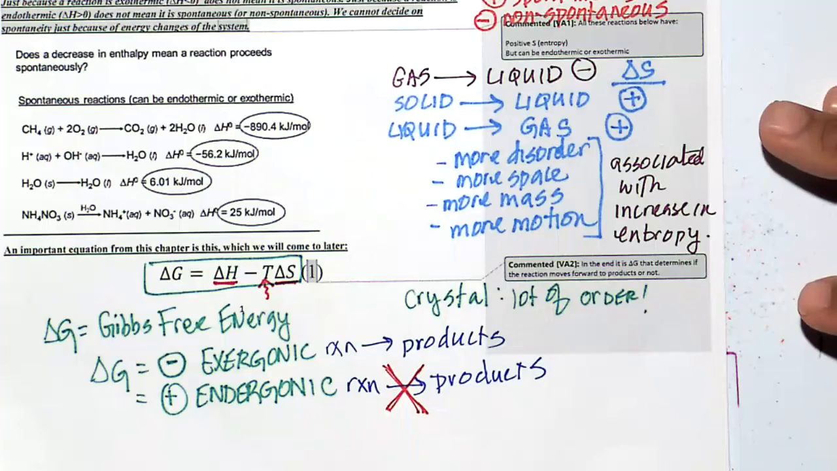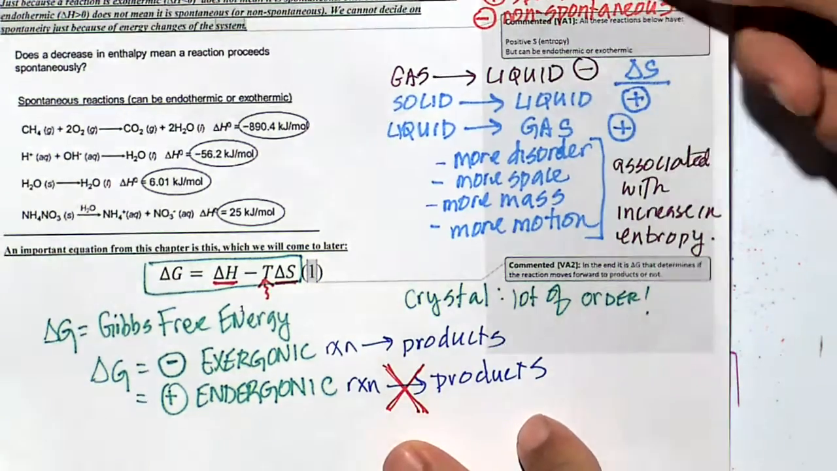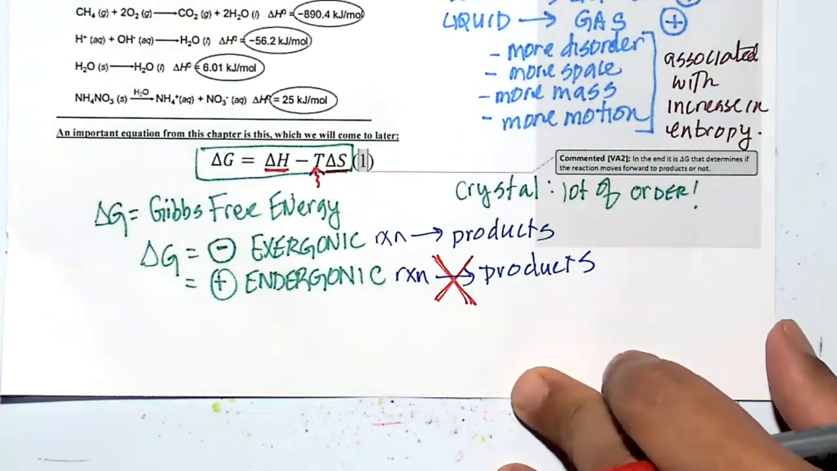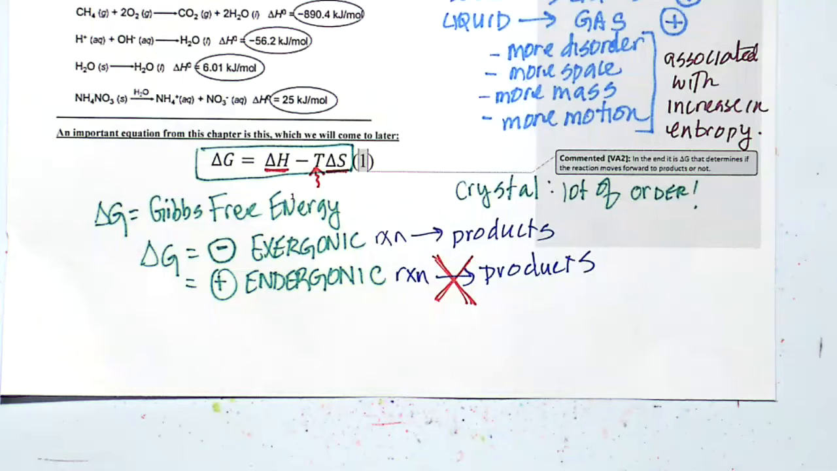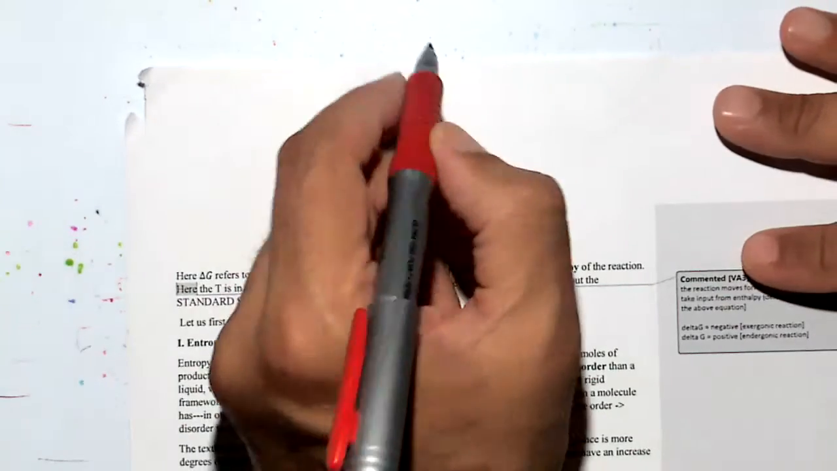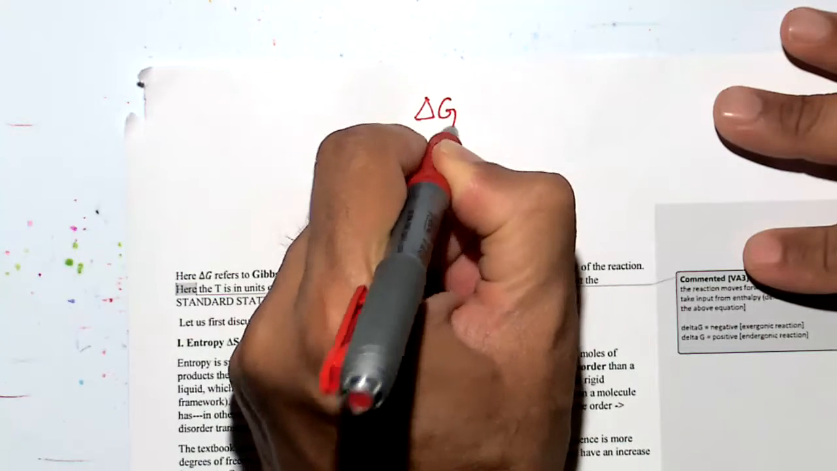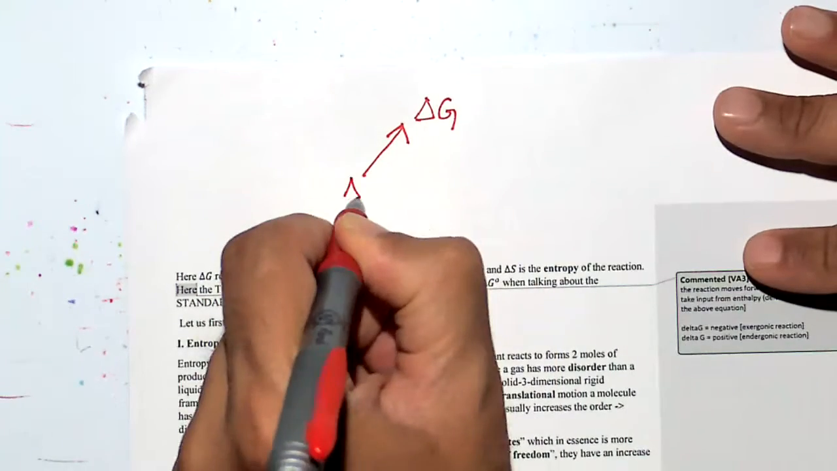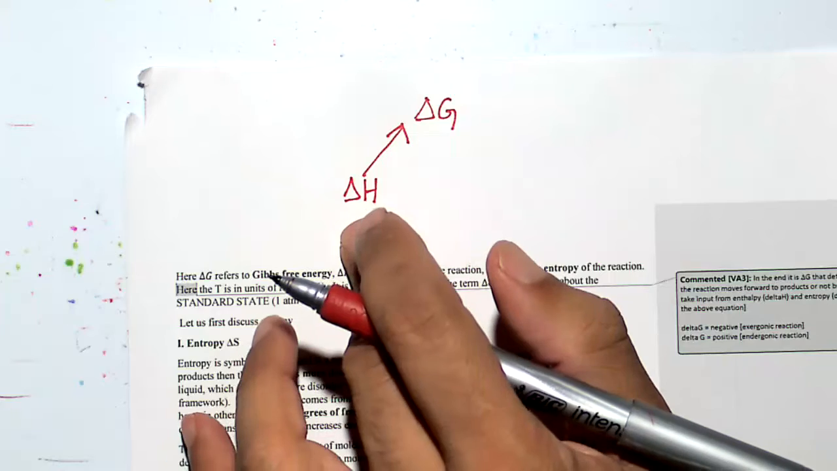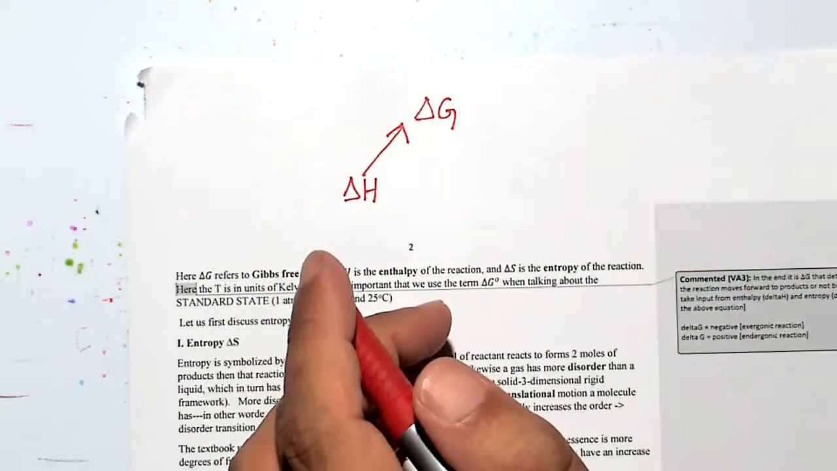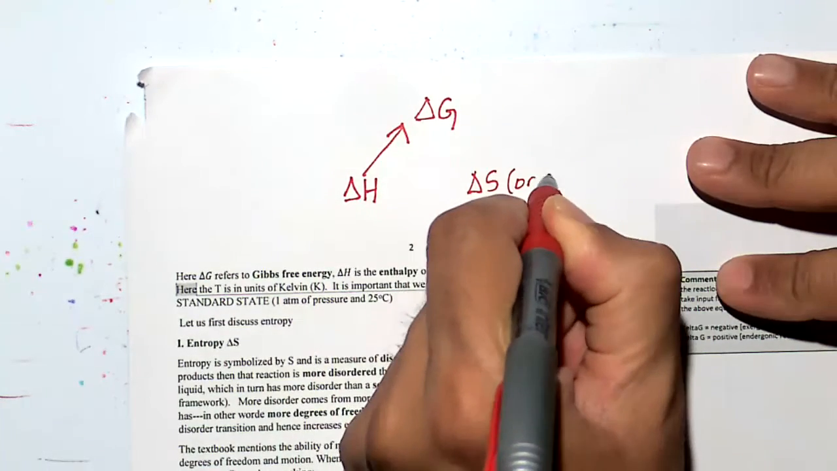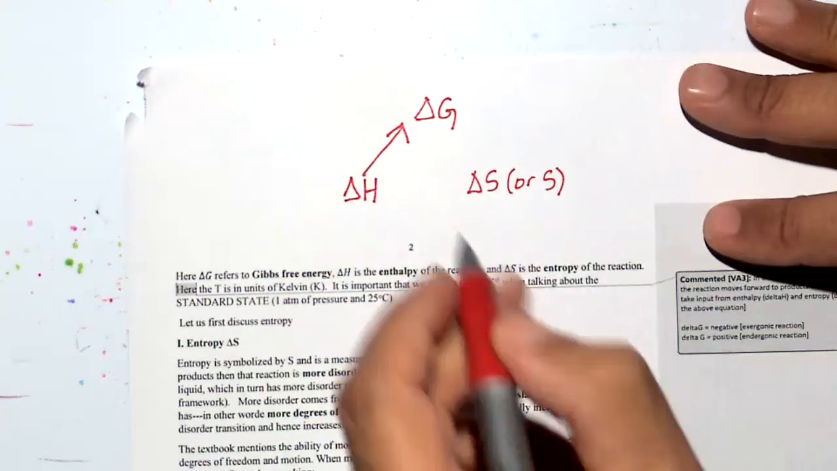So let me just make this triangle here, on the next page. So we see we have the final judge, delta G, and that's going to take feedback from delta H. We learned this in Chem 1, delta H, enthalpy, heat flow. And it's also going to take input from delta S, which is entropy. Sometimes you'll see S can also be just plain old S.